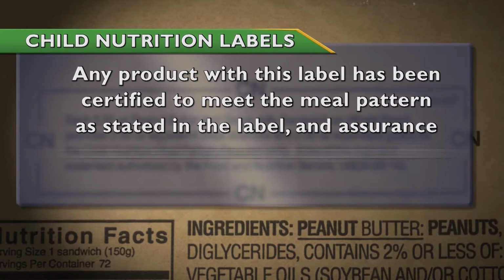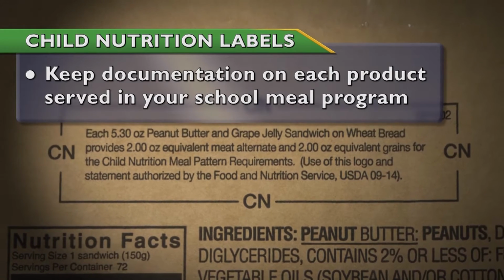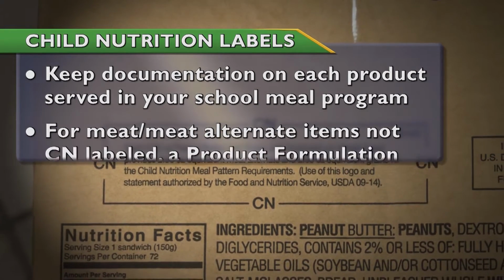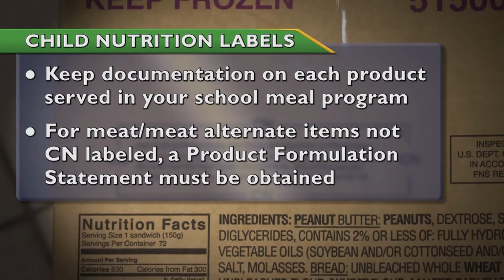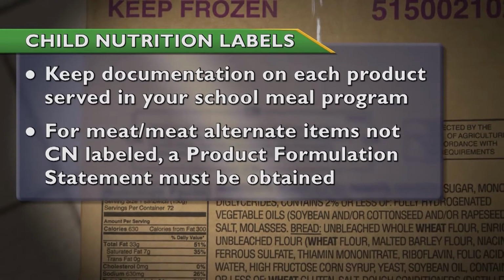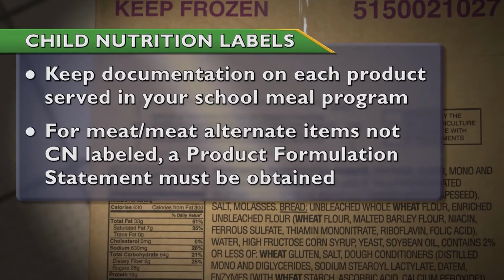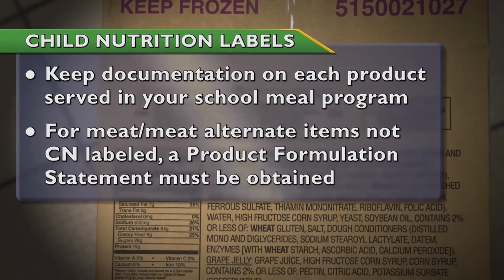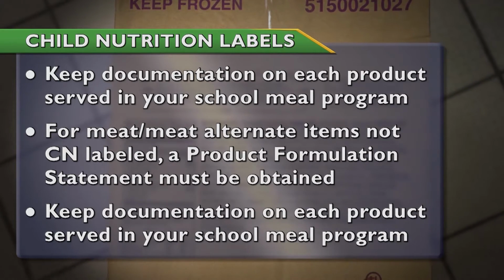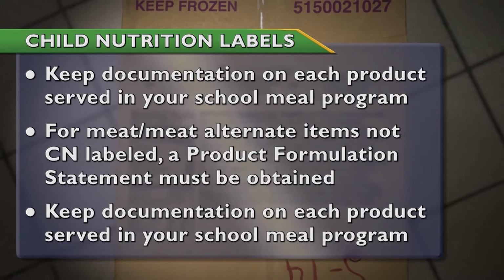It is important to keep documentation on each product served in your school meal program. For meat alternate items that are not CN labeled items, a product formulation statement must be obtained. Product formulation statements will be discussed in more detail later in this presentation. For non-CN labeled items, save the nutrition fact labels on each product, indicating the ingredients and contributions per serving.